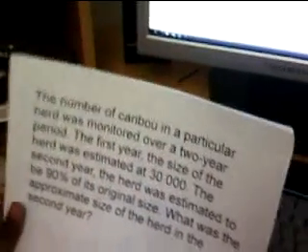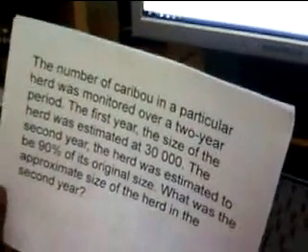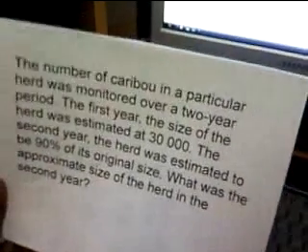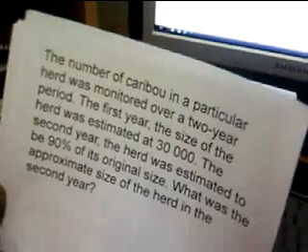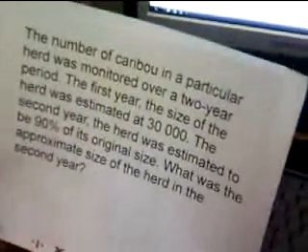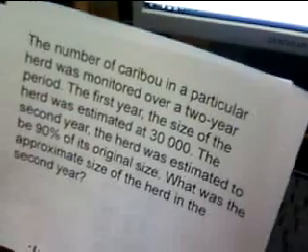Question number 2. The number of caribou in a particular herd was monitored over a 2-year period. The first year, the size of the herd was estimated at 30,000. The second year, the herd was estimated to be 90% of its original size. What was the approximate size of the herd in the second year?